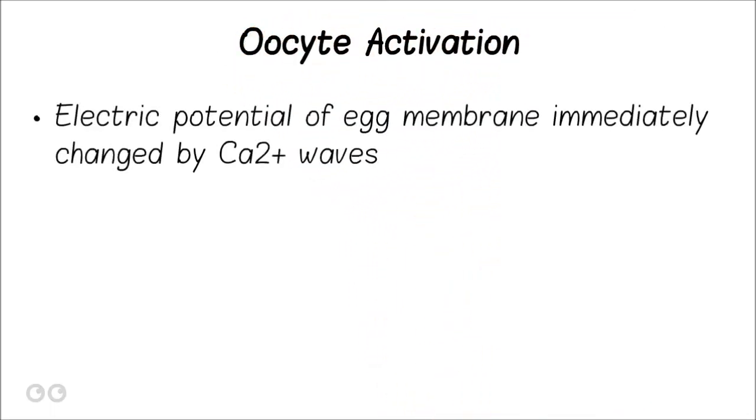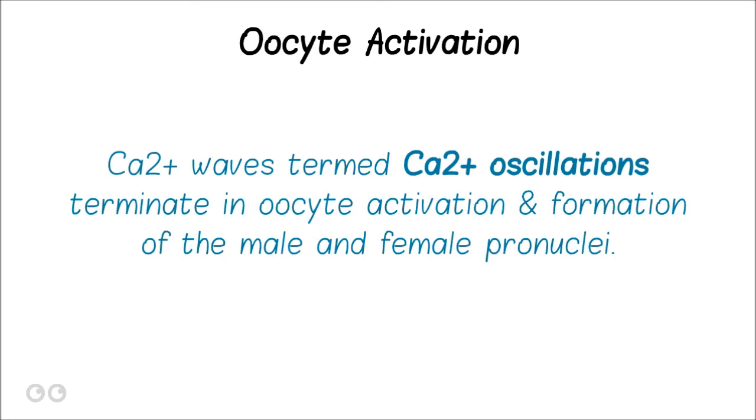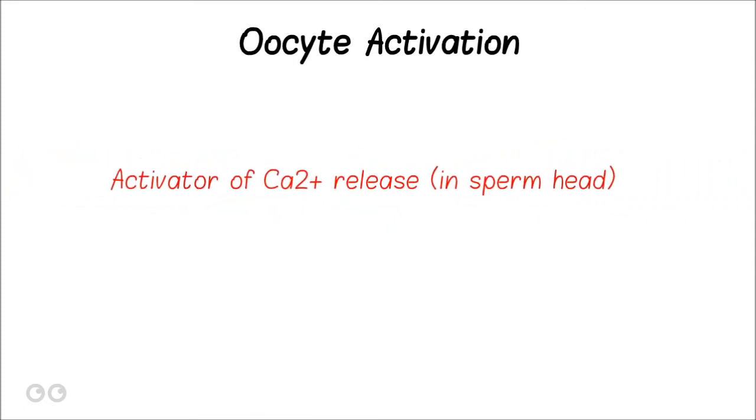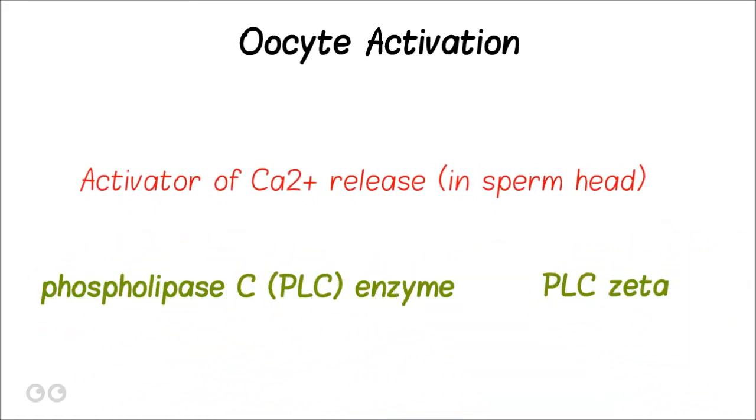Immediately upon the entry of the sperm, the electric potential of the egg cell membrane is changed by the production of multiple sperm-induced calcium transients or waves. As Dr. S suggested, the calcium wave can be thought of as a domino chain reaction. These wave fluxes, termed calcium oscillations, terminate in the oocyte activation and the formation of the male and female pronuclei. The activator of calcium release stored in the sperm head is believed to be a soluble phospholipase C enzyme called PLC-zeta. Experiments have shown that human sperm lacking PLC-zeta cannot activate calcium oscillation in mouse eggs.